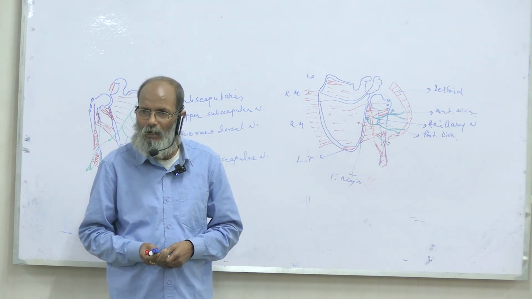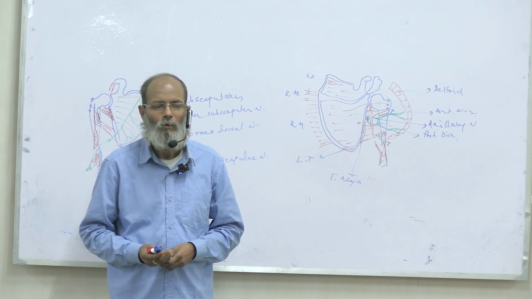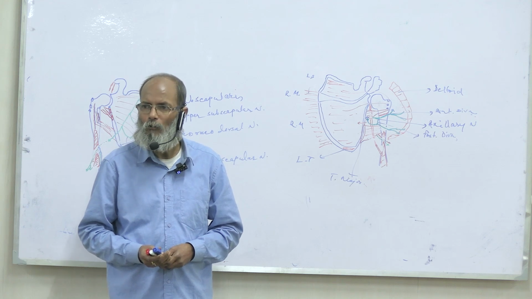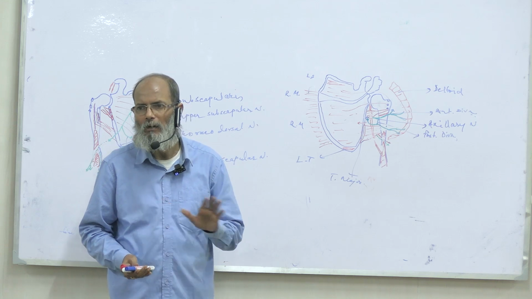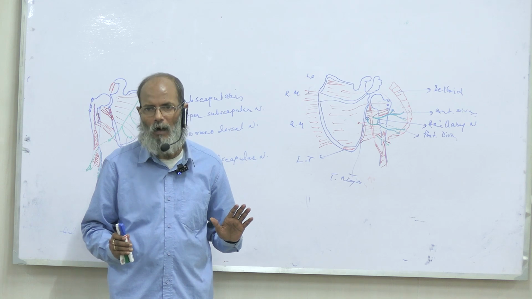Okay, from the median nerve comes the supply of the first and second lumbricals, and from the ulnar nerve comes the supply for the third and fourth lumbricals, and all the other short muscles in the hand are supplied by the ulnar nerve. All these are supplied by the ulnar nerve.